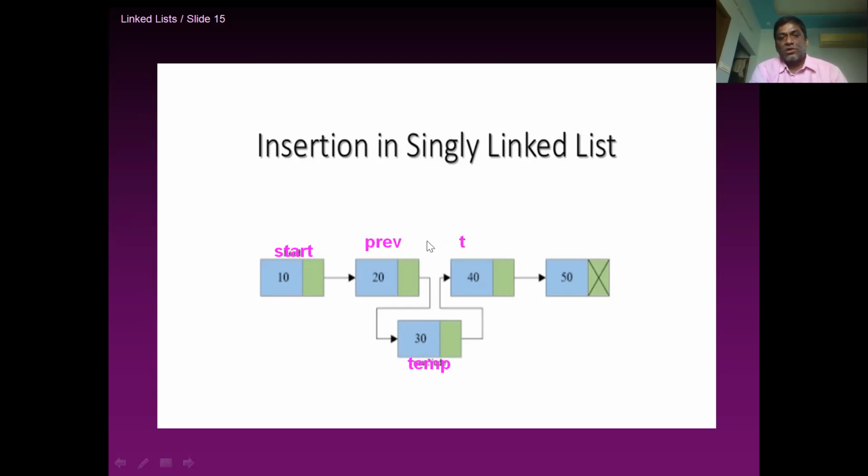Okay, so until you reach the position pointed by T, you repeat this process. And then what you need to do is attach this temp node's pointer to T and the previous node's pointer to temp, so that it is inserted in between previous and T. Okay, this is what we need to do.